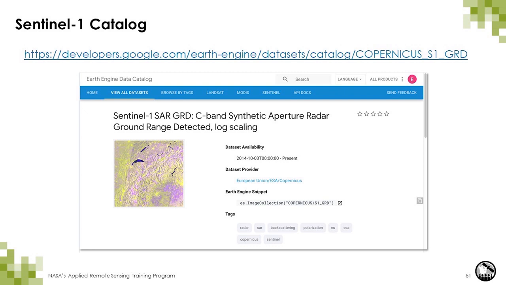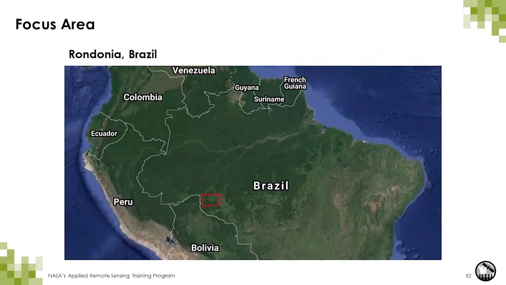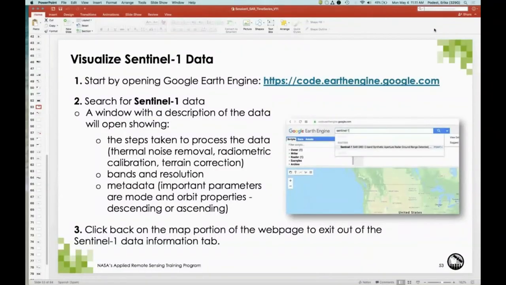So these images are basically ready to be used for analysis. The only thing you might need to do is apply a speckle filter, and we'll do that as part of this demo. Our focus area is in the state of Rondônia in Brazil, and in some areas within the state, there's been some vegetation loss to either agriculture or grazing. So we'll focus on a specific area and look at a time span of 4 years to see how things have changed. So let's get started.